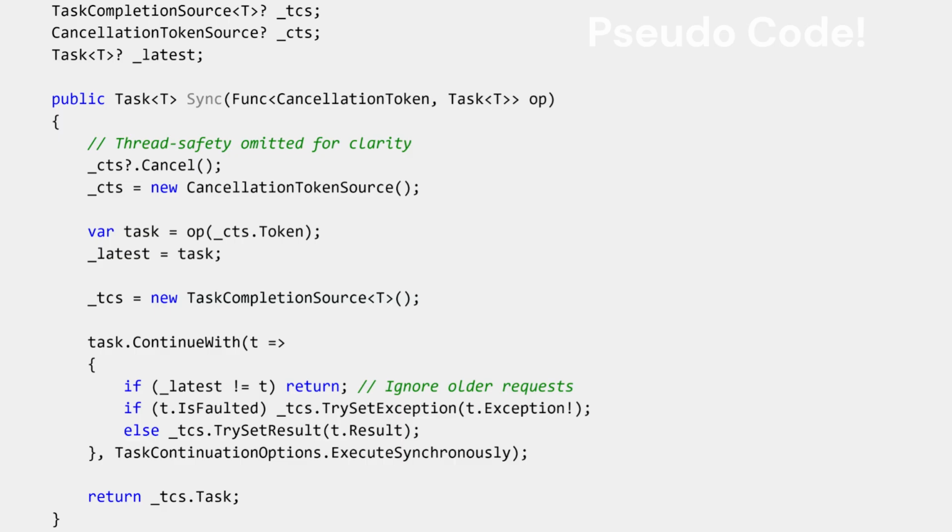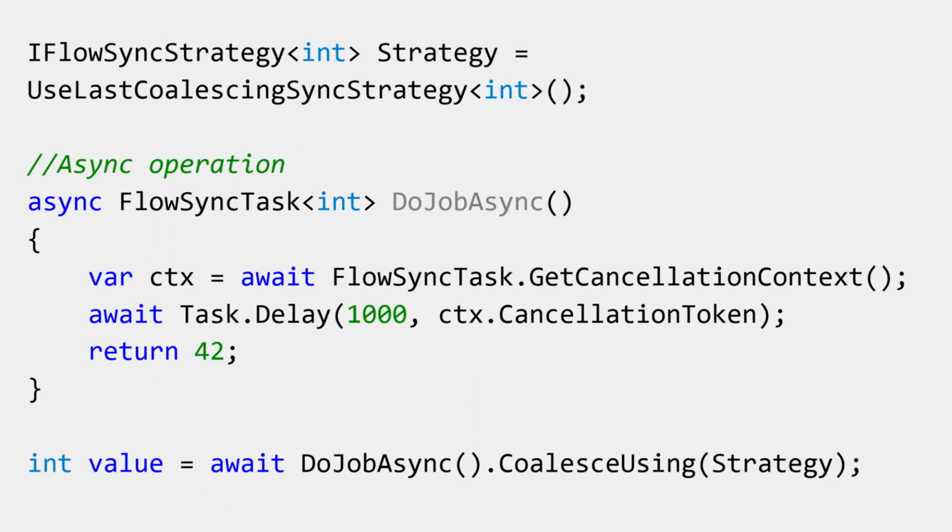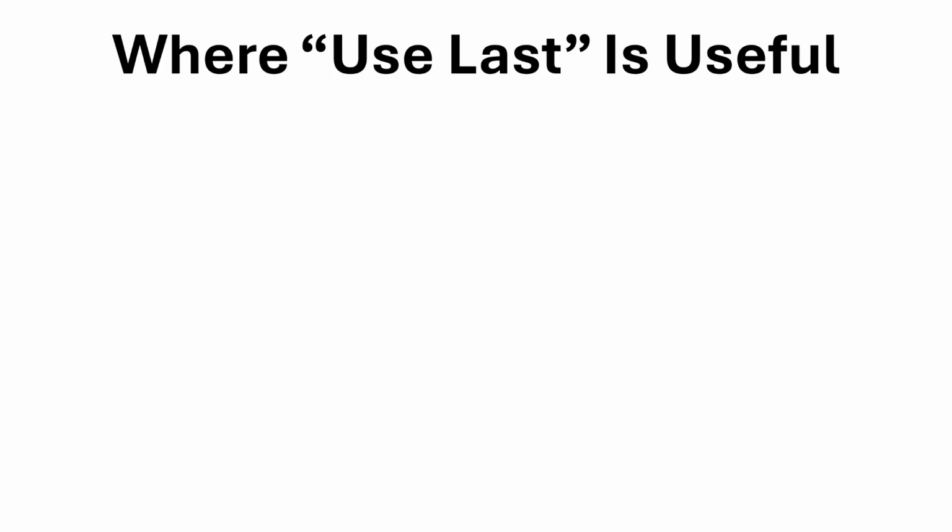Here's the core idea behind the use last strategy. Every time a new request starts, we cancel the previous one and mark this new task as the latest. Only that latest task is allowed to complete the shared task completion source. Any older task is ignored. The result, or the error, always comes from the newest request. And with FlowSync, the same behavior becomes a one-liner. FlowSync handles all the cancellation, result sharing, and task coordination for you.